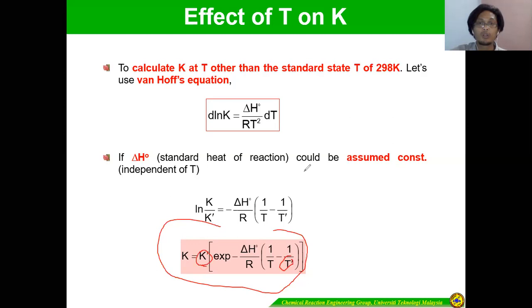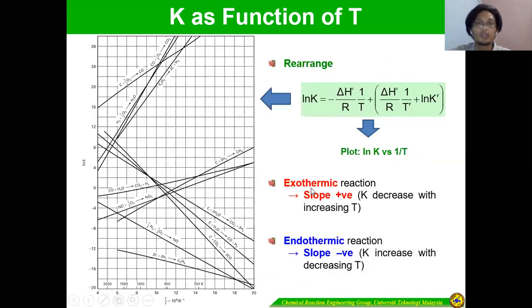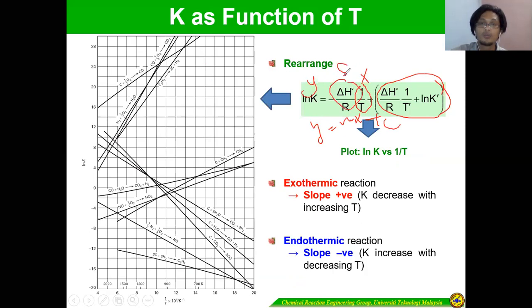So from this, if we rearrange this Van't Hoff equation, we can get the equation in terms of a linear line, y equals mx plus c. So this is the intercept, this one is the x-axis, this one is the y-axis, and this one is the slope. So you can get this graph.